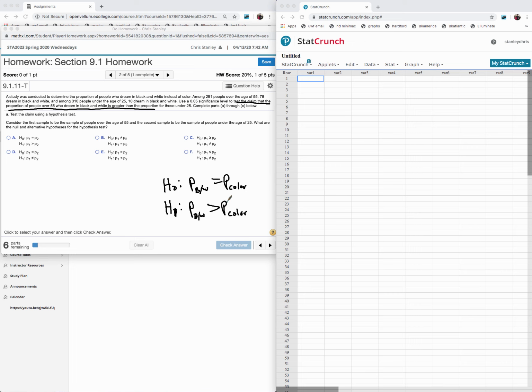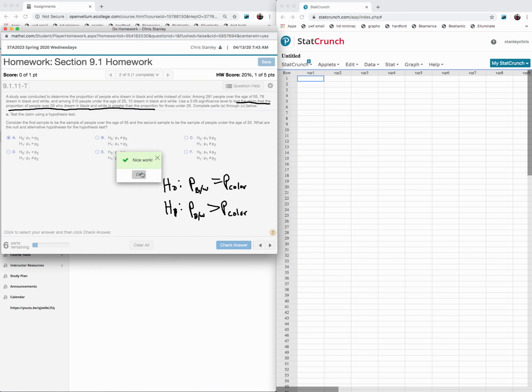Okay, so whenever the claim is a greater than or less than or not equal to, that's going to go in your alternative, and your null is going to be the equal. So I'm looking for that one. It looks like the first one. Okay, now we need to find the z-score.